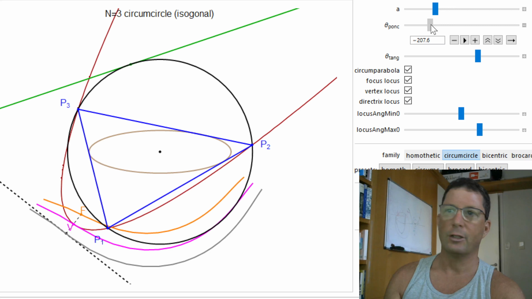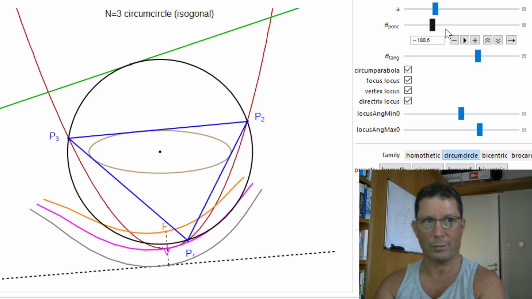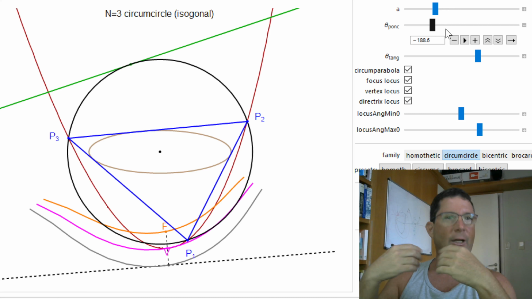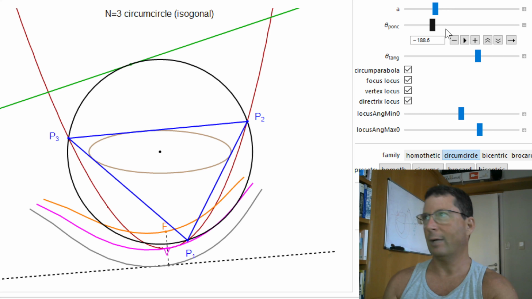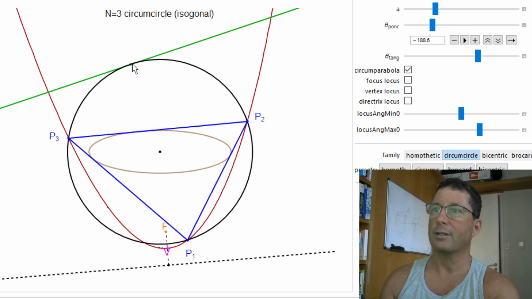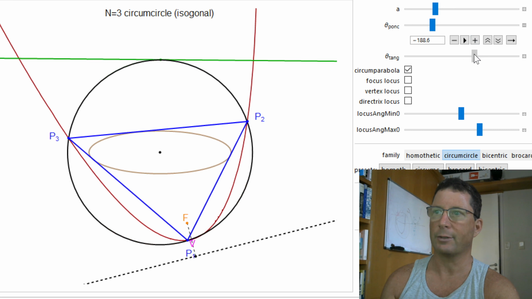Very cool. These don't look like very low degree curves. Back in the homothetic case, I told you guys that the locus of the focus was at least of degree 9. I don't know what this locus is. I don't know the properties of this locus. And by the way, what's the locus of F, which I haven't implemented yet, as I vary my tangent? I don't know. It's going to be something interesting.